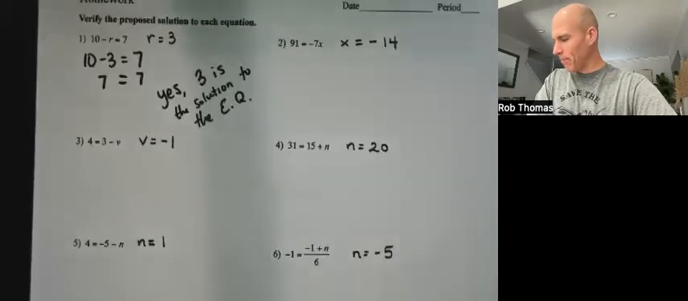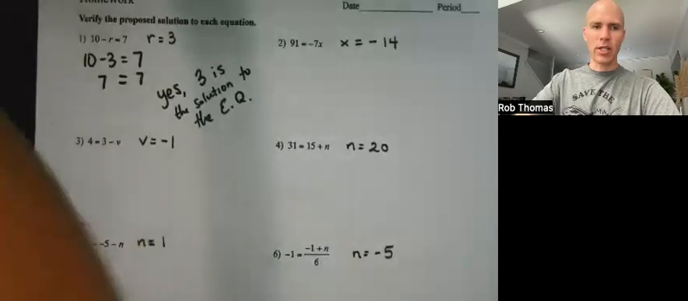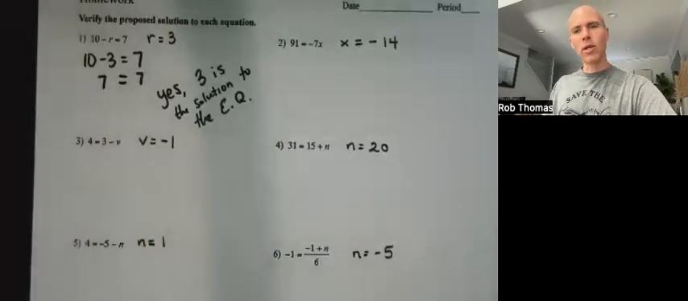All right, might as well just do the one directly underneath, right? Let's go down to number 3, change colors here. We got 4 equals 3 minus v, and we're checking to see if -1 is a solution here.